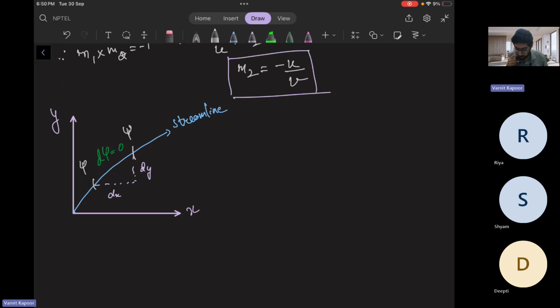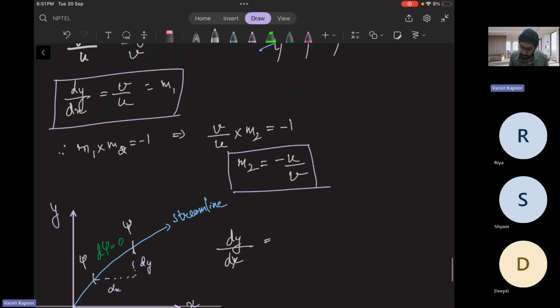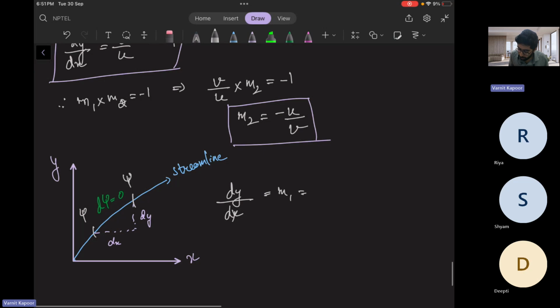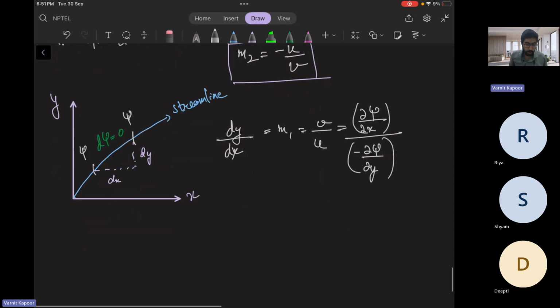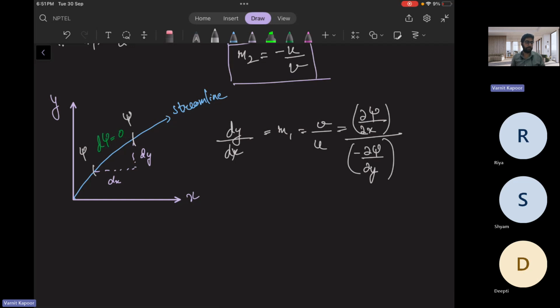So the slope of streamline is dy by dx. Dy by dx is nothing but v by u from the stream relation m1. And what is v? It is dou psi by dou x, and u is minus dou psi by dou y. This is your slope in another sense.